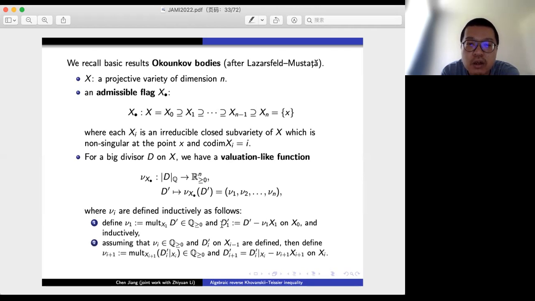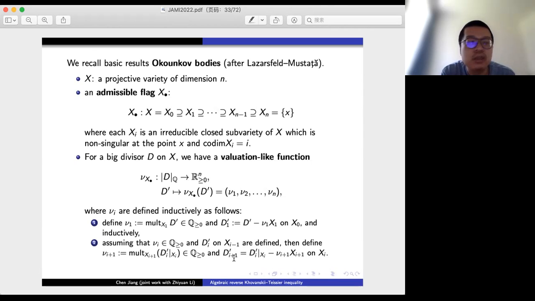Inductively, each time we calculate the multiplicity, then we remove the corresponding divisor, take the restriction, and compute the multiplicity. So this is an inductive procedure to define these numbers. It's very much like the multiplicity.